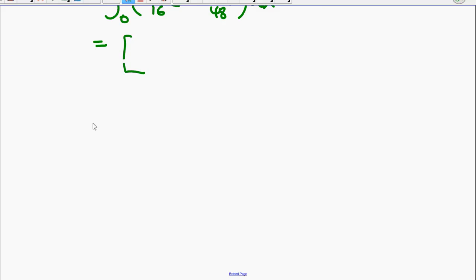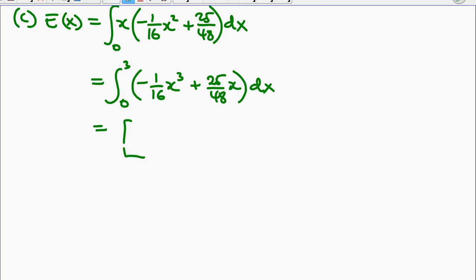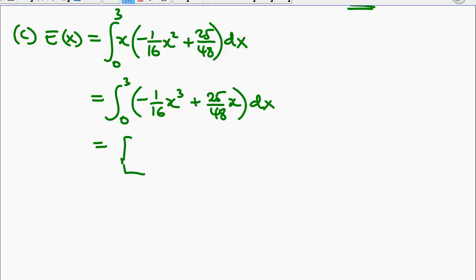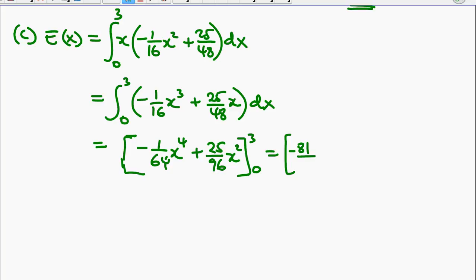integrate whatever we have as the integrand, we'll end up with negative 1 over 64 x to the power 4 plus 25 over 96 x squared, from 0 to 3, which will be equal to negative 81 over 64 plus 225 over 96, which will be equal to 69 over 64.